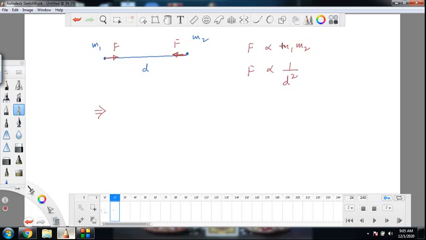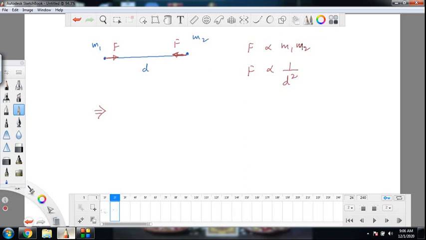So force is proportional to m1. Similarly, force is proportional to m2. So this gravitational force depends on the mass of the object which is experiencing the force, and on the mass of the object which is exerting the force, and inversely proportional to the square of distance. If you increase m1, force is going to increase. If you increase m2, force is going to increase. If you increase both m1 and m2 simultaneously, force is going to increase by a huge amount.